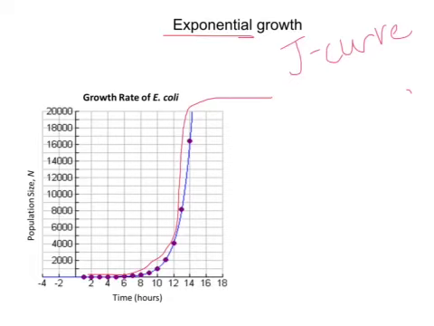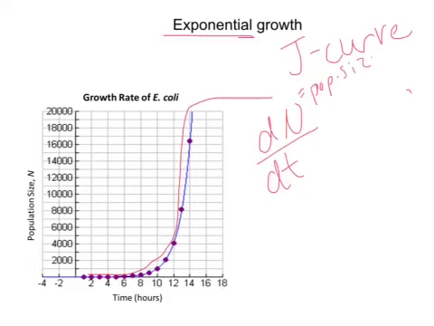When we're looking at this mathematically, we're talking about our change in population over our change in time. So d is change, capital N, that's our population size, if you remember from the last equation we looked at. T is time, and that's going to be equal to what's called r max times N. And r max is going to be our per capita growth rate.